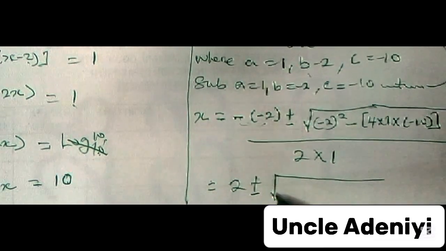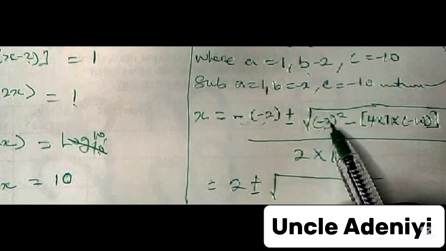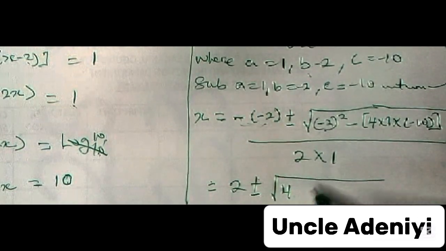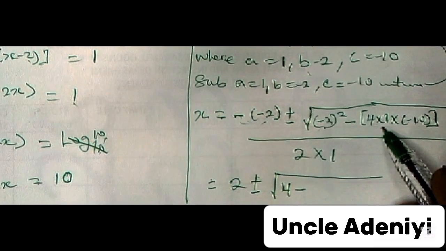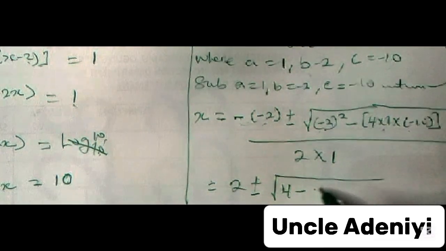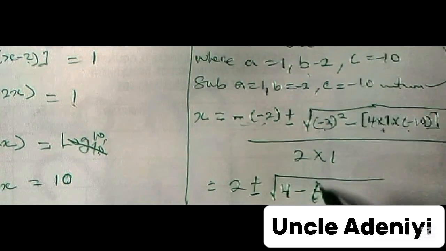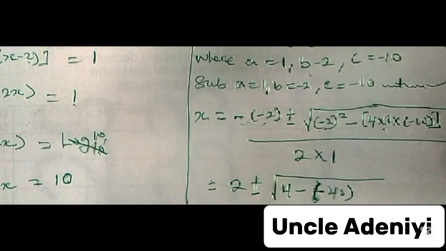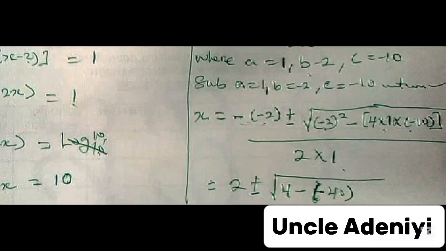So write your square root. Minus 2 times minus 2, that will be what? 4, right? Minus 4 times 1, 4. 4 times minus 10, that's minus what? Minus 40. That will be what? Minus 40, right? Over what? 2. 2 times 1 is 2.